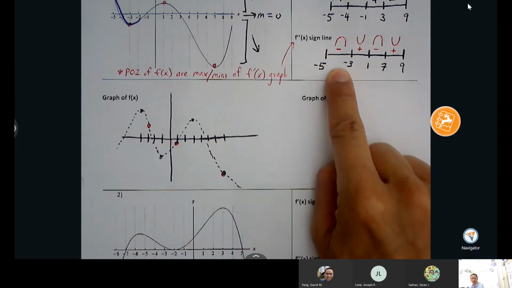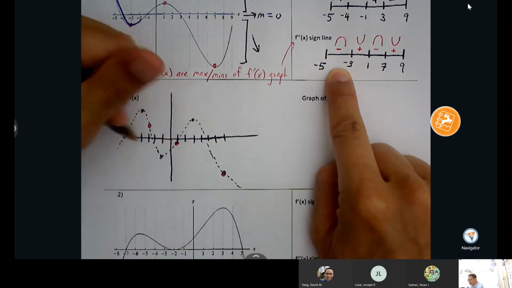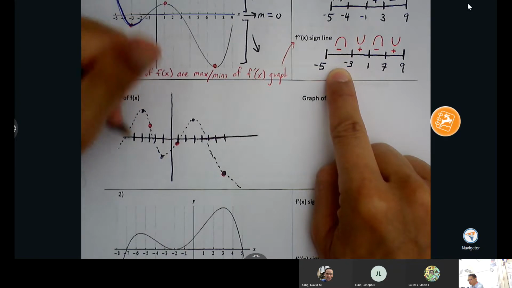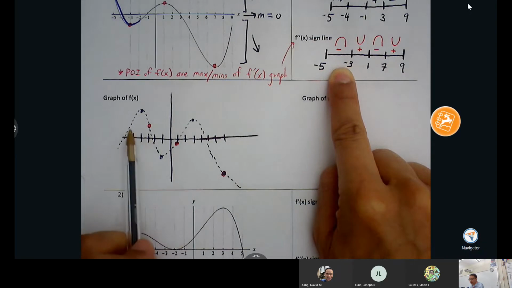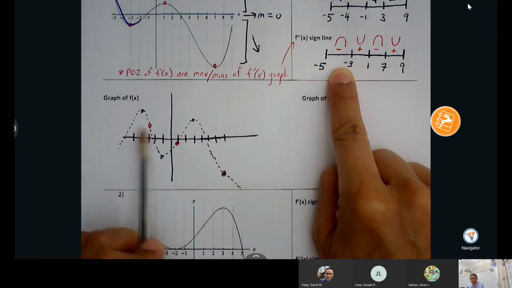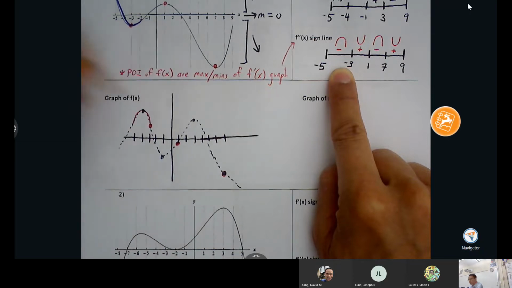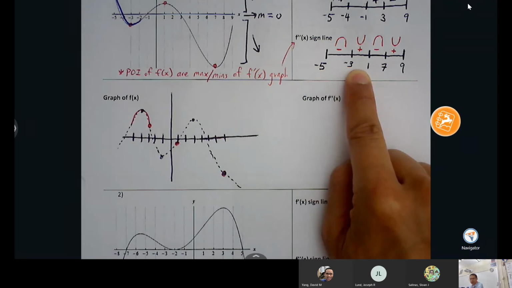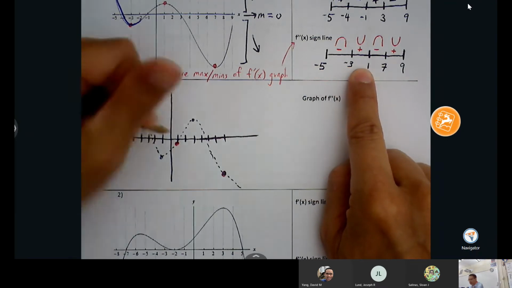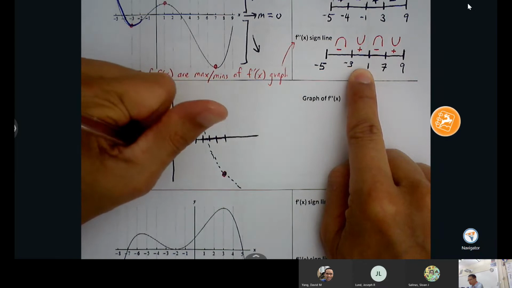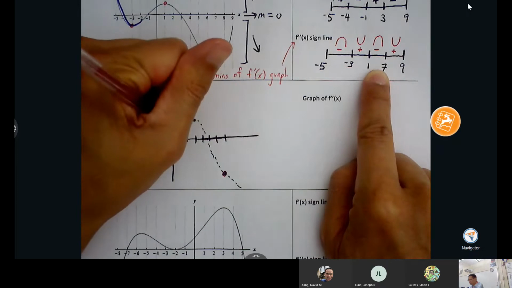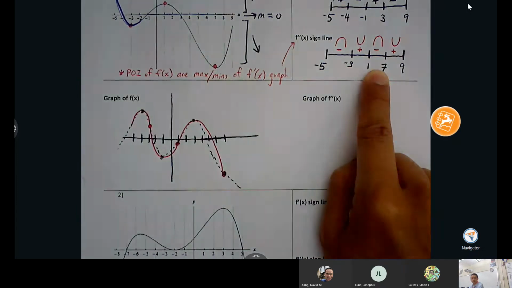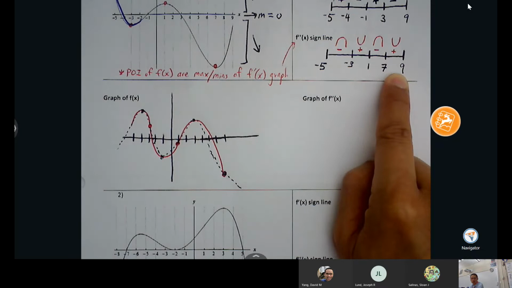So between -5 and -3, I should have started here, right? From -5 to -3, I want my graph to be concave down. So from my starting point to my first target POI, I'm going to make sure that it's a nice concave down shape. And then from -3 to 1, I want to make sure that it's a nice concave up shape. 1 to 7, I want this all to be concave down. And then from 7 to 9, concave up.